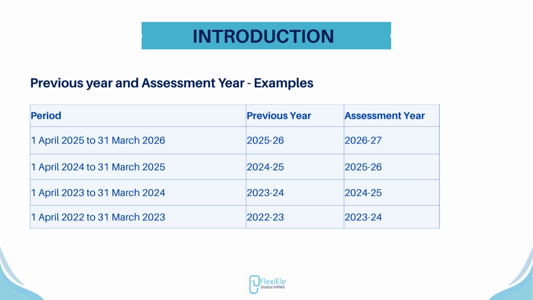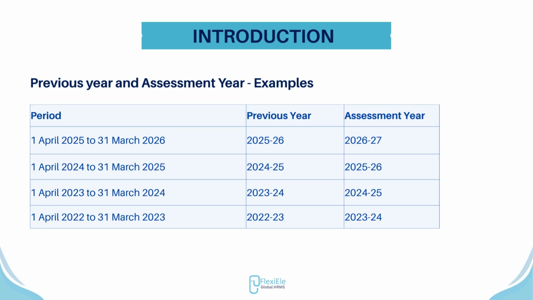You see, income tax isn't just about crunching numbers. It's about timing. Timing defines everything. Let's talk about two key players in this timeline, the previous year and the assessment year. Imagine the financial year as a stage. The curtain rises on 1st April and it closes on 31st March. This 12-month window is your previous year, when you earn income, make investments, and go about your financial life.